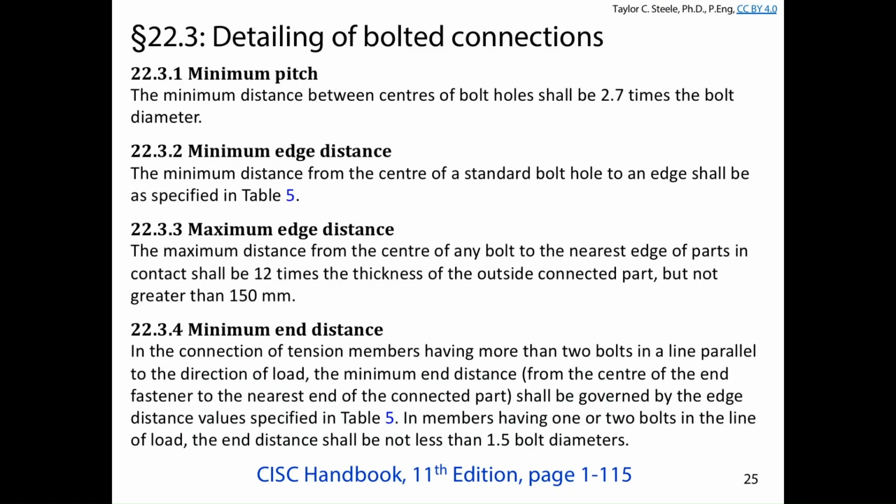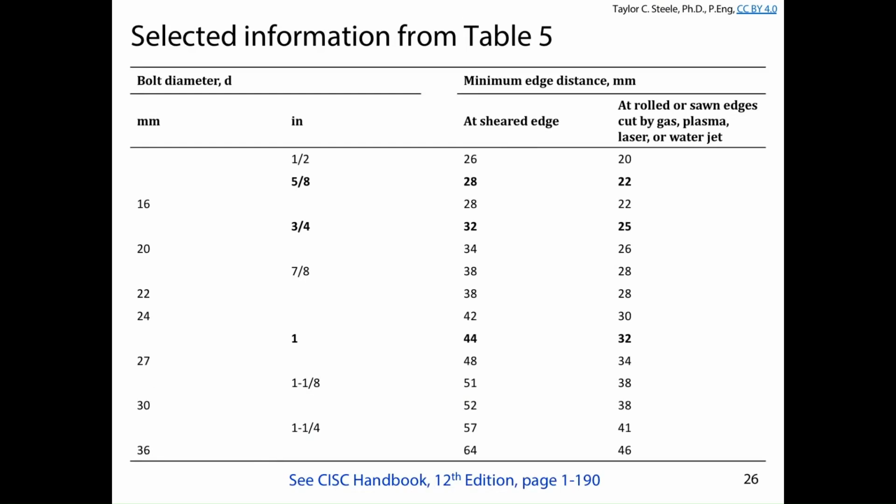That's in the table. Maximum edge distance is also in the table. It should be 12 times the thickness of the connected part, or 150 millimeters. And then minimum end distance. That's the distance between the bolt and the end that's being pulled out. That generally also comes from table 5, but it shouldn't be less than 1.5 bolt diameters. Basically, there's a table here that tells you pretty much everything that you need to know.